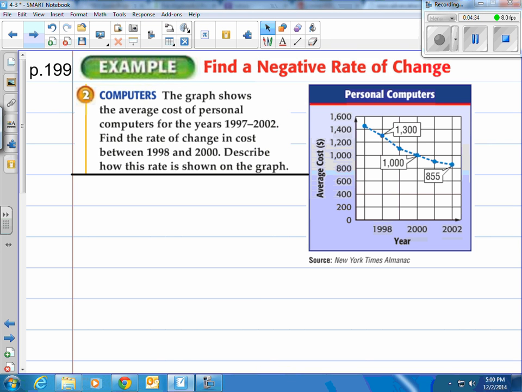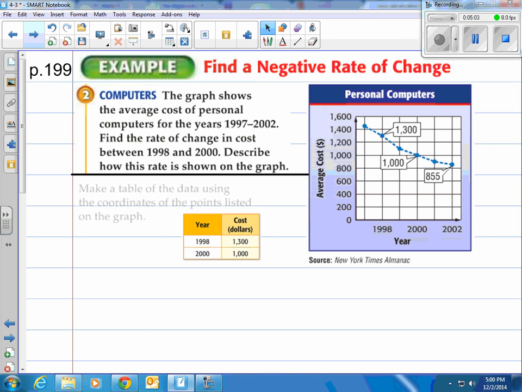Example 2 here. We're talking about a negative rate of change. We have personal computers here, the average cost, and then the year. Notice it kind of looks like it's going down there. What is the question? The graph shows the average cost of personal computers from the years 1997 to 2002. Find the rate of change in cost between 1998 and 2000. Describe how this rate is shown on the graph.